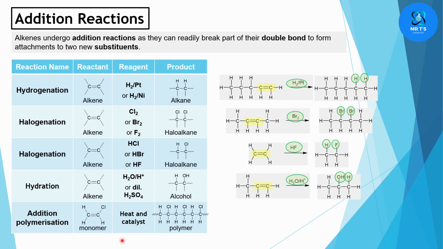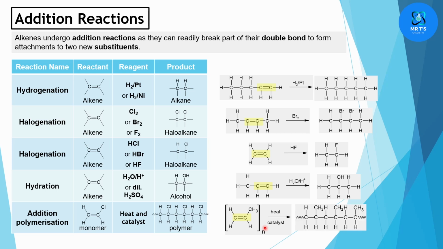And the last one is called an addition polymerization. Now, addition polymerization is when we take a large number of alkenes and we break the double bond, and then what happens is we join them all together in a long chain. So here, if we break the double bond, we would join it together where the double bond was broken, exactly the same way as we did in the others, but we would form a long chain when it's under heat and it has a catalyst.